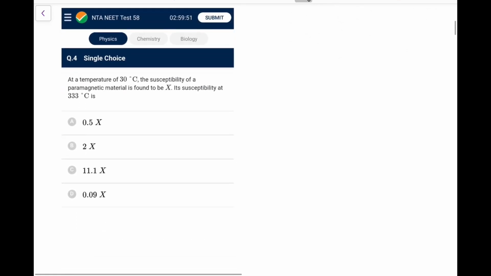Now, going for the next one, question number 4. At a temperature of 30, the susceptibility of a paramagnetic material is X. Its susceptibility at 333 is. So 30 means 303 in Kelvin, and 333 plus 273 is 606. So the temperature is doubled.